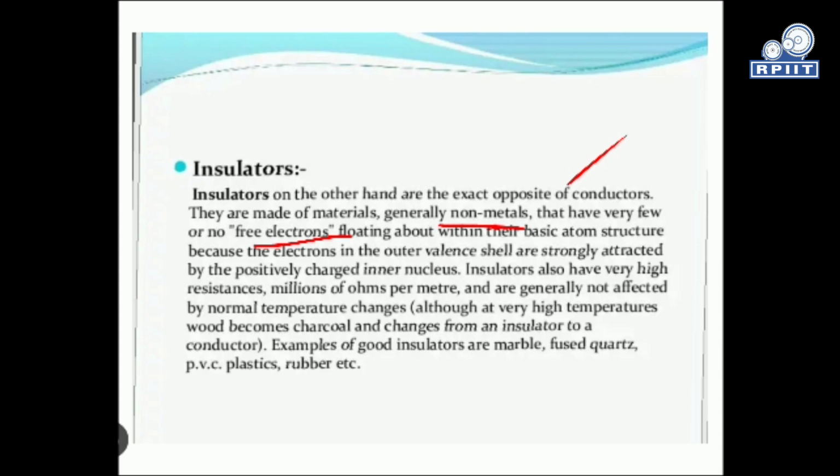Although at a very high temperature an insulator can become charcoal and change from an insulator to a conductor. Examples of good insulators are marble, fused quartz, PVC, plastic, rubber, wood, etc. So now it is clear that insulators do not allow any current to flow, semiconductors partially allow current to flow, and conductors are fully conducting materials.